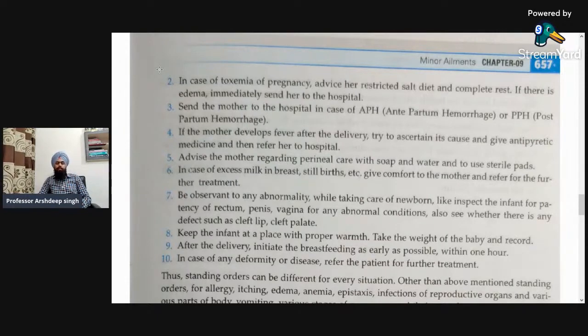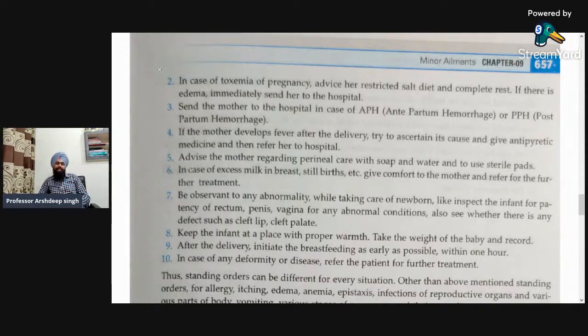Be observant to any abnormality while taking care of the newborn. So we have to check for any type of abnormalities or congenital malformation. After the delivery of the child, inspect the infant for the patency of the rectum, penis, vagina, and for any abnormal conditions.